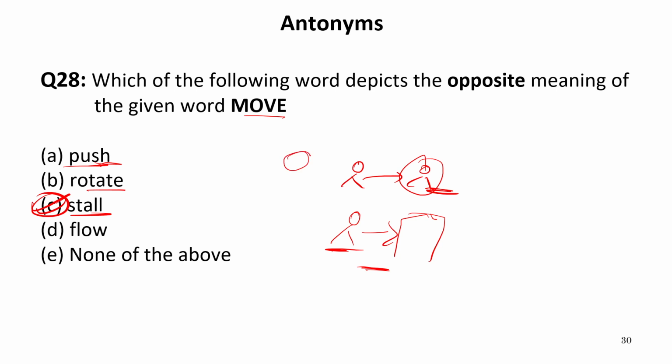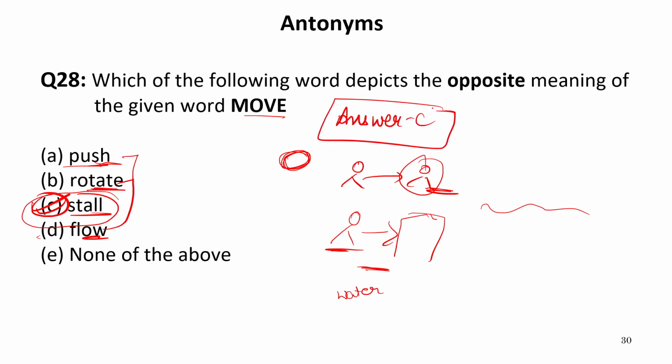Rotate, obviously our earth is rotating on its axis, so rotate is also related to motion. Flow, now flow we use for water. When water flows, obviously it changes its position, so this is also a synonym. So these three can be the synonyms, whereas the word stall is the antonym. You must have heard that an airplane went into a condition of stall. Stall means just restricted or stopped. It is not moving at all. Therefore, the answer is C. Now let us move to the next one.